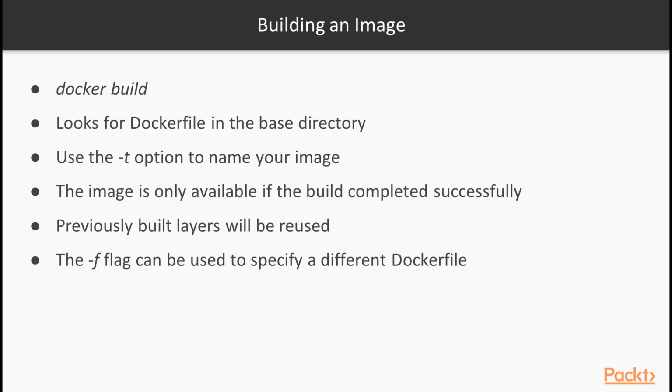Building an image is done with a docker build command. Docker build will look for the Dockerfile in the given directory and execute the instructions in it. Each instruction creates a new layer in the image. Use the -t option to name the image.